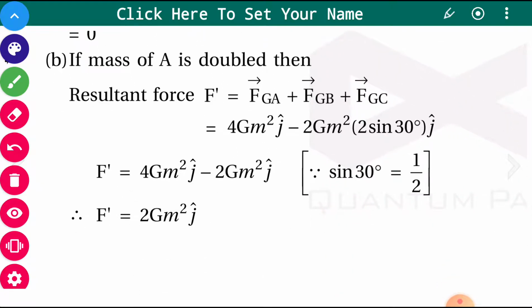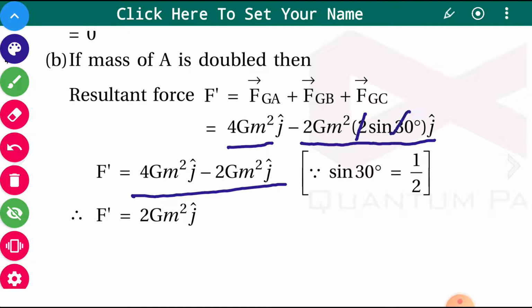4 gm square j cap will be the first term, and the other two terms will result in minus 2 gm square into 2 sin 30 j cap. Because sin 30 is 1 by 2, this 2 will be cancelled out with the value of sin 30, so it becomes 4 gm square j cap minus 2 gm square j cap, and the resultant will be positive 2 gm square j cap.